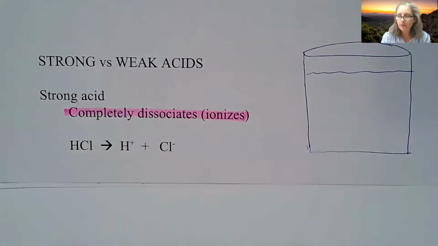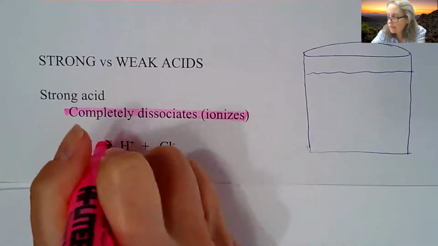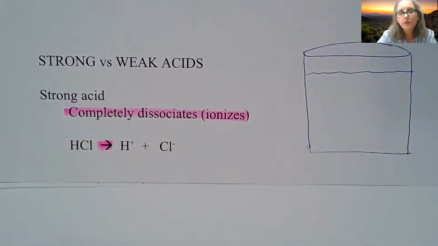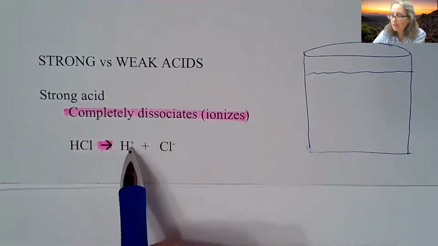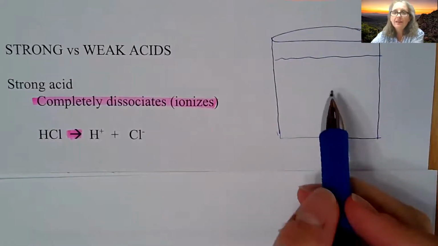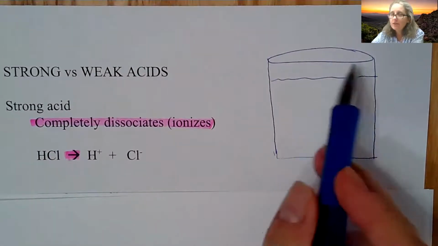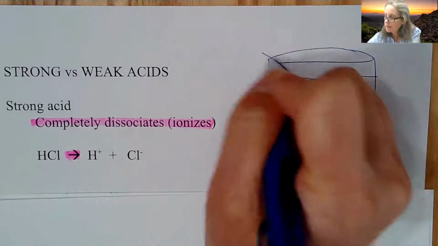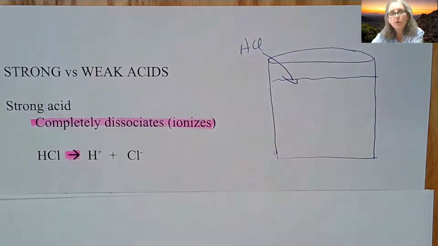So what I want you to focus on is that HCl is a strong acid, and I want you to focus on the arrows. The arrow is going to be very important for our discussions here. HCl completely breaks up into H plus and Cl minus. So what does that look like in the beaker? Please draw a beaker over on the side, and I'm putting HCl into a beaker of water.